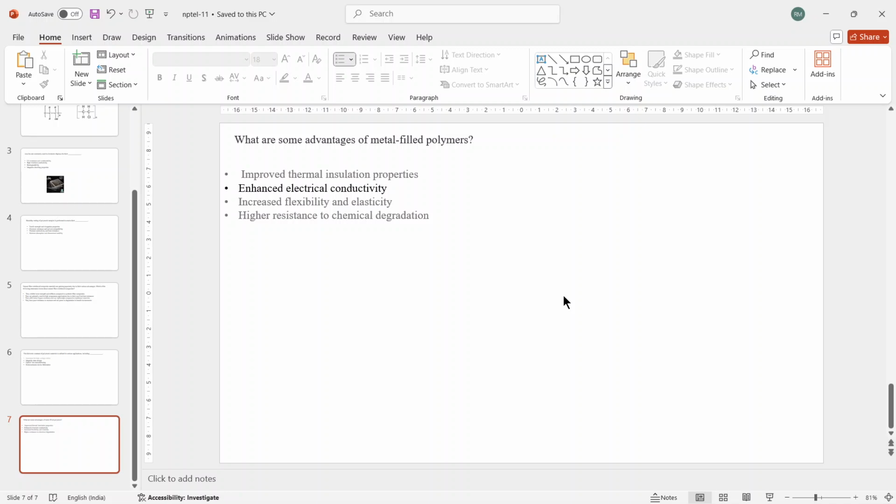And higher resistance to chemical degradation. Again, it is quite subjective that metals might or might not provide resistance to chemical degradation to the polymer itself. So enhanced electrical conductivity is the only correct answer for this question.